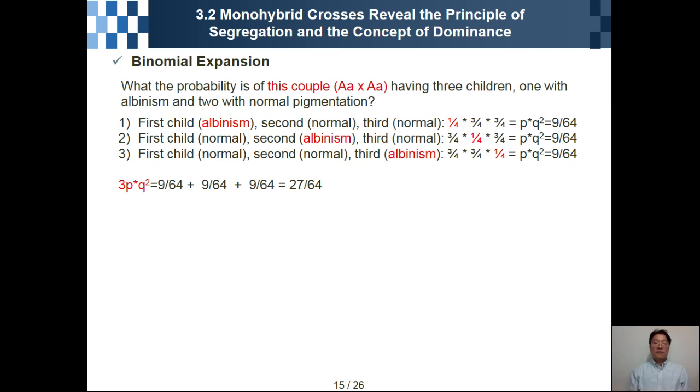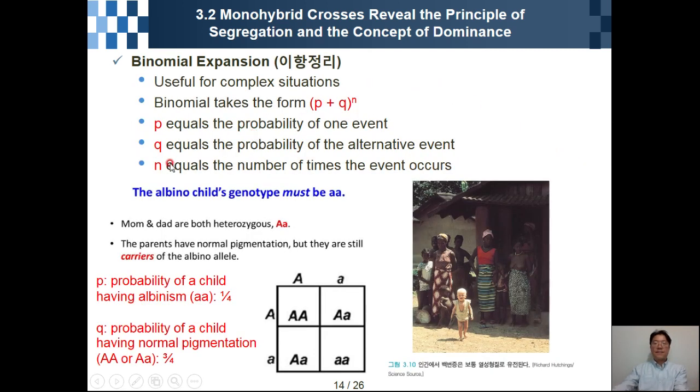What is the probability of this couple having 3 children? This couple is heterozygous, like this: large A, small a, large A, small a. In this case, they are having 3 children, 1 with albinism and 2 with normal pigmentation. So it means that N, the number of times the event occurred, is 3.